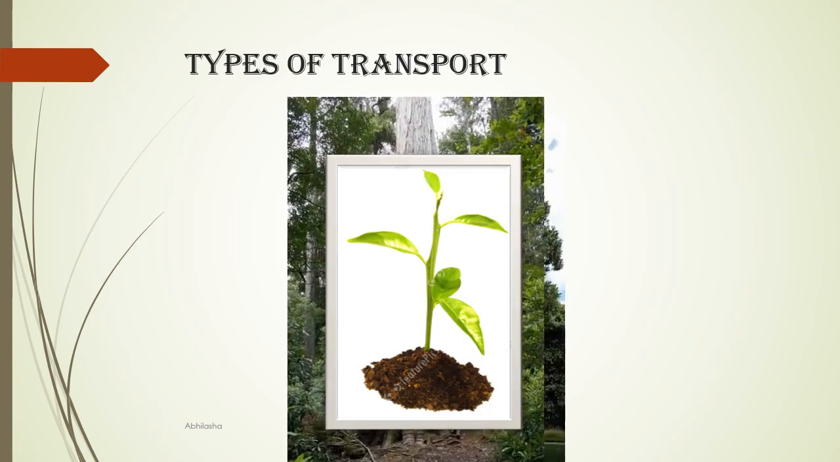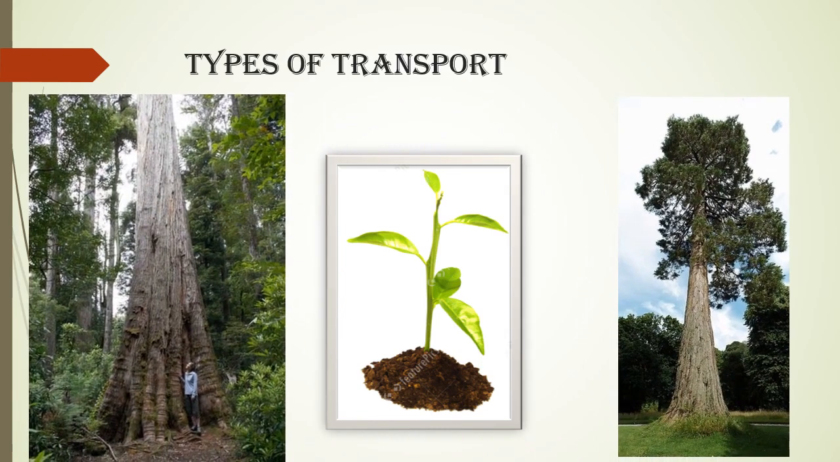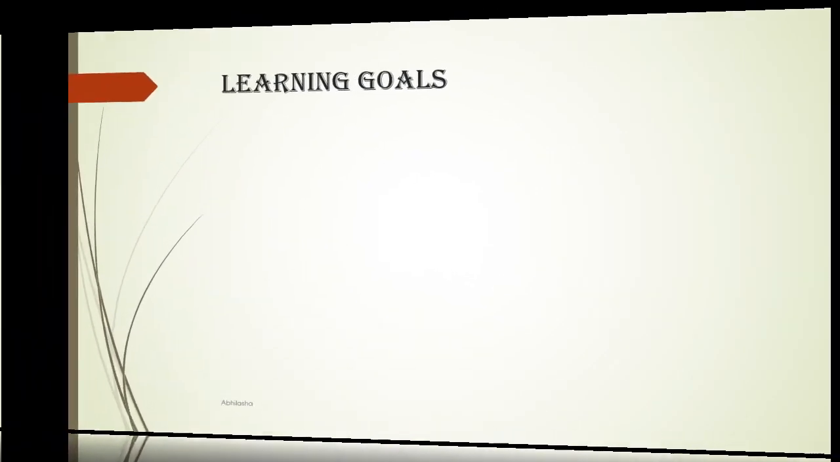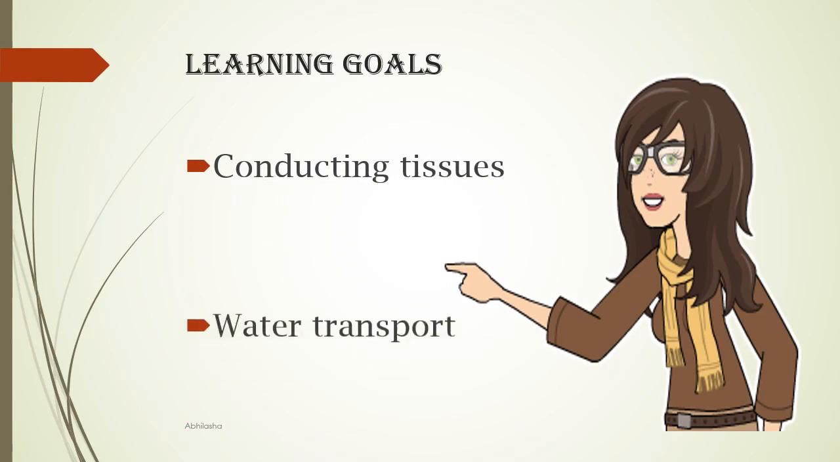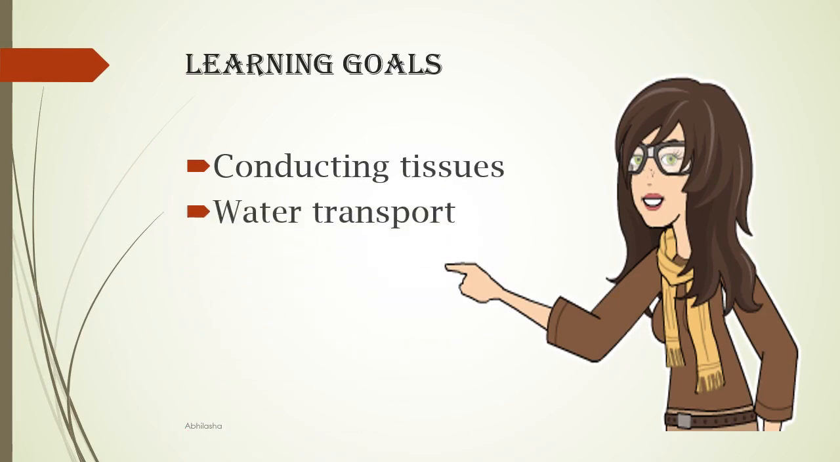But what about tall trees? Here, is osmosis or diffusion sufficient to push the water all the way to the top of these trees? You can well imagine, no. Some other forces are required. So our learning goals for this class are to find out about the conducting tissues in plants, study how transport of water and food occurs in plants, and finally get some information about the forces involved.